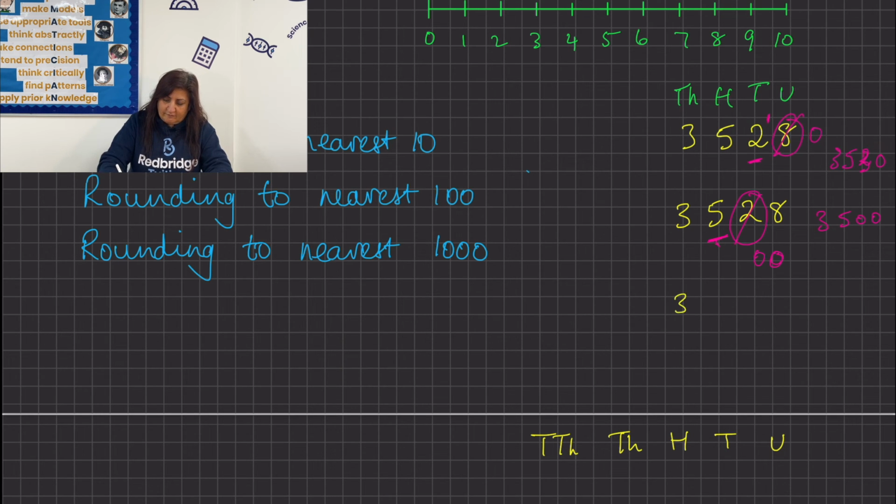Let's take that same number, and this time we're going to round it to the nearest 1,000. So 3,528. We need to round it to the nearest 1,000. We go to the column to the right of the thousands column. We know that 5 needs to round up, so the 5 becomes a 0, and we add 1 to our thousands column. Any digits after that become zeros. 1 plus 3 gives you 4, and 3 zeros. So 3,528 rounded to the nearest 1,000 becomes 4,000.